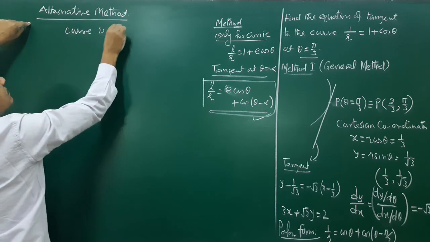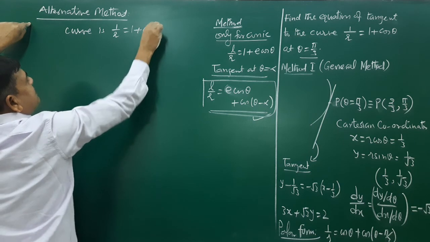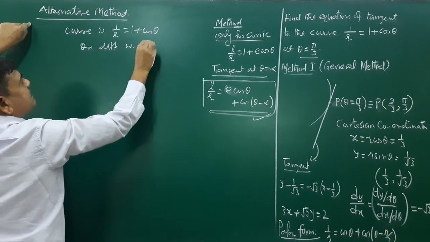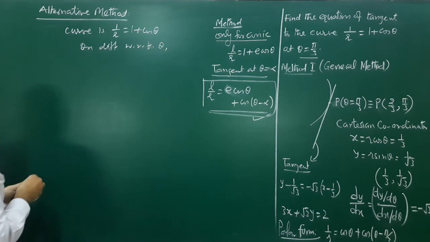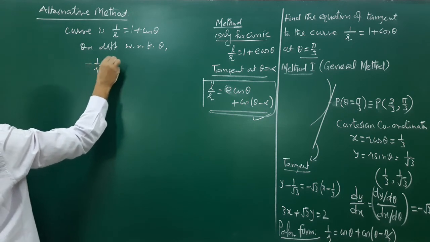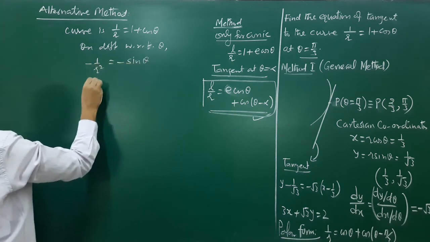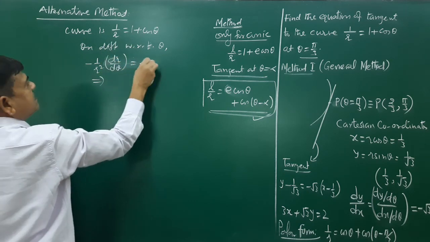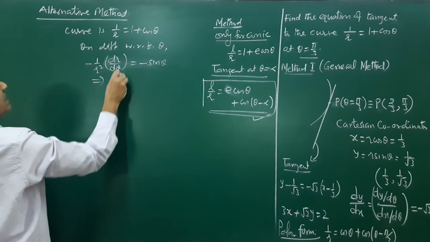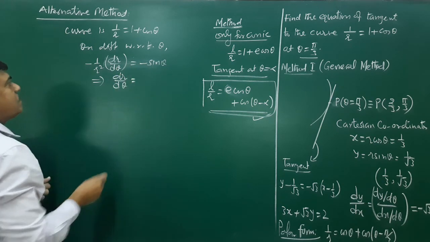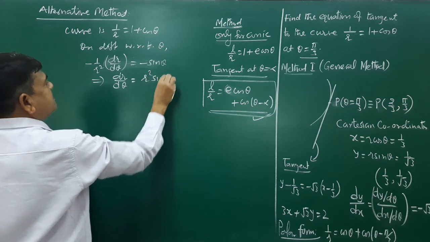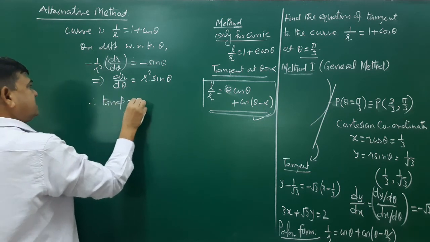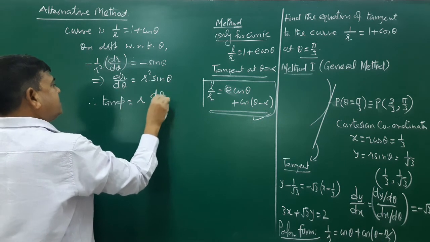The curve is 1 upon r equals 1 plus cos theta. On differentiating with respect to theta, we get minus 1 upon r square dr by d theta equals minus sin theta. This implies dr by d theta equals r square sin theta. Therefore, tan phi is r d theta by dr.